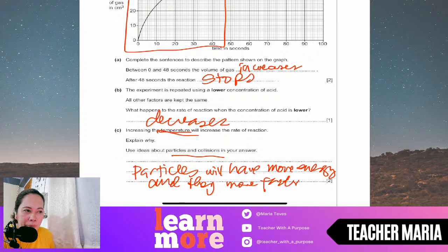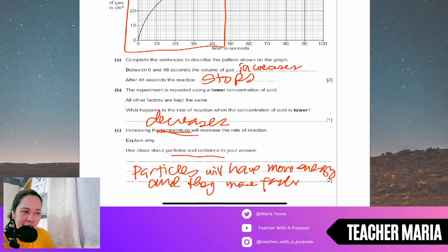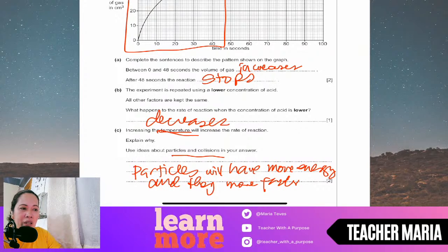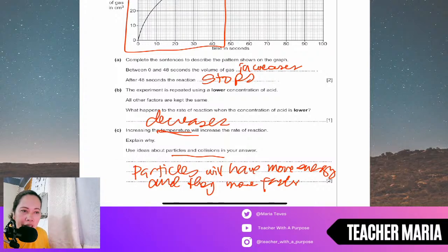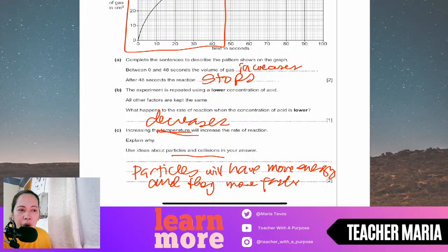Okay, so repeating what I have mentioned when there was no sound: temperature is one of the factors that affects the rate of reaction. When you increase the temperature, your particles will have more energy and they will also move faster. So that could be your answer. Since they're moving faster, there will be more collisions and the particles will have more energy. Or technically, you can say the particles will be more energetic.